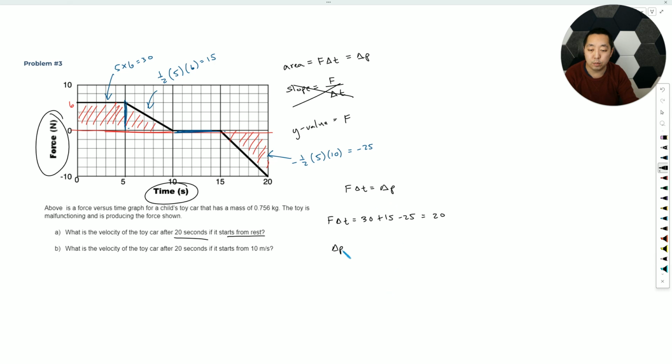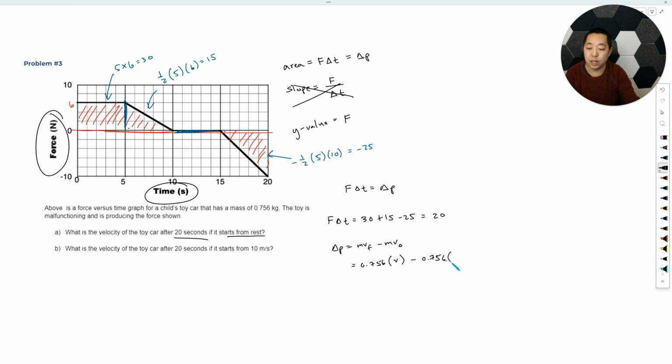Now let's work on the change in momentum, which is m times the final velocity minus m times the initial velocity. Sometimes later on we'll calculate the final momentum and the initial momentum separately. But if it's a single object, it's pretty easy to calculate. So the mass of the car is 0.756, and the final velocity is what we're trying to figure out.